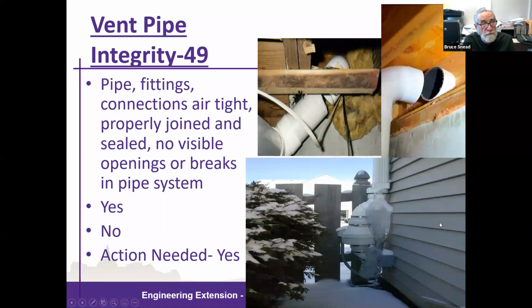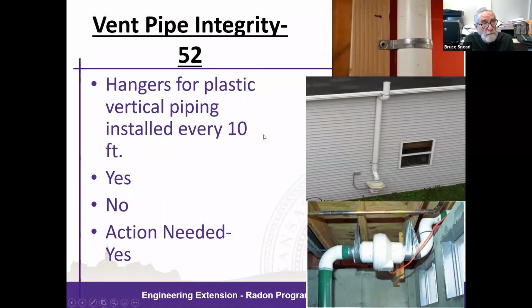Is the pipe properly supported with hangers for vertical piping every 10 feet? And here's an example in the center, properly installed, and a close-up of a pipe clamp, and a very unique use of duct tape to suspend the pipe improperly in the bottom photo.